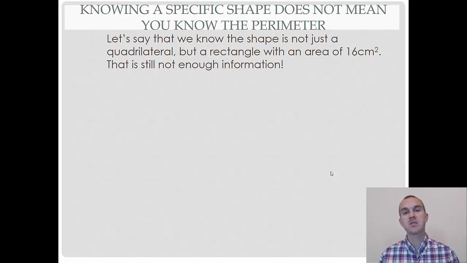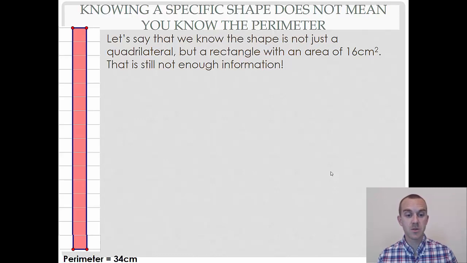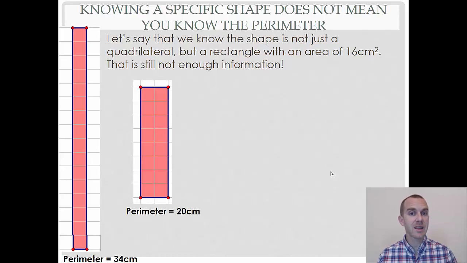If instead of just that as a quadrilateral, you tell me that it's a rectangle with an area of 16 square centimeters, there's still lots of options. For example, it could be a 16 by 1 rectangle. Here, the perimeter is 34 centimeters. Or maybe it's that 2 by 8 rectangle I showed just a minute ago that had a perimeter of 20 centimeters.